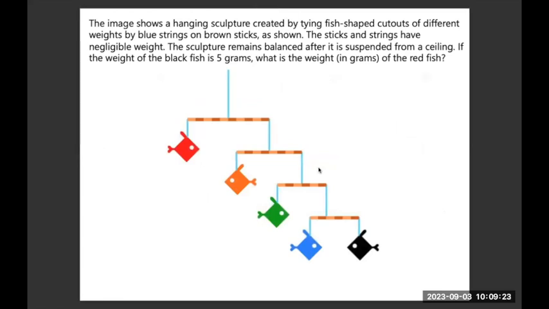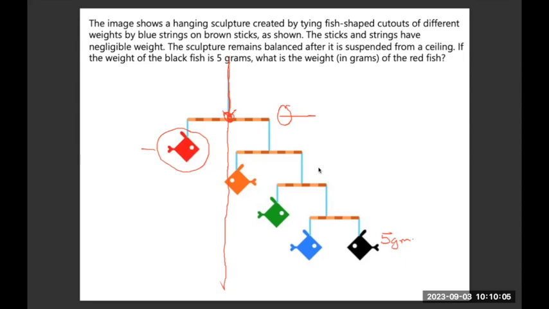I'll explain the whole method, how to do this. In this case, you're given some kind of a balanced structure, and this black fish weighs 5 grams. Now, if it is a balanced sculpture, the weight is equally distributed along this axis. Because this is where the sculpture is hanging, this is the point where it will be equally distributed, which means whatever weight comes at this position, the red fish will have to counter that equal weight. Only then the sculpture will be balanced.